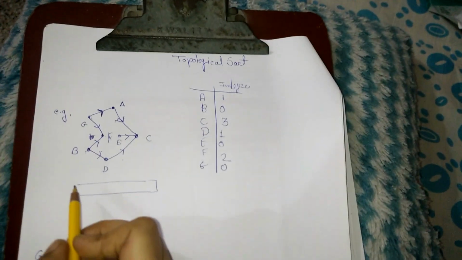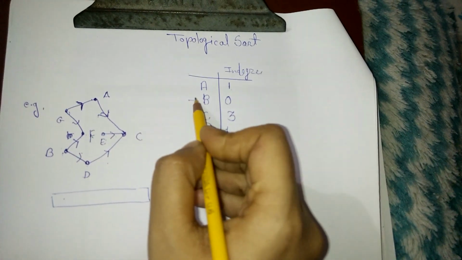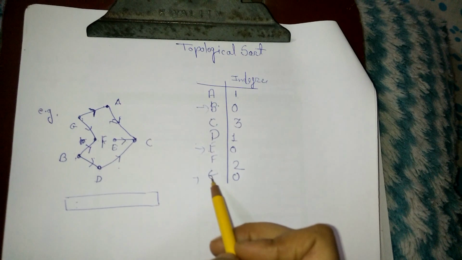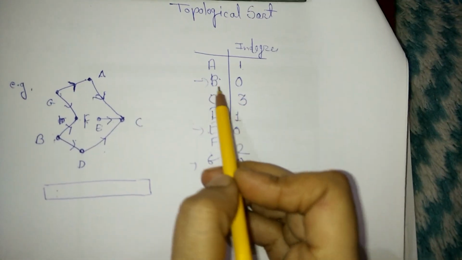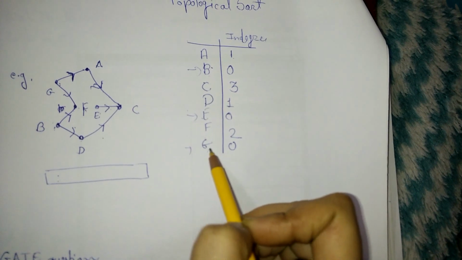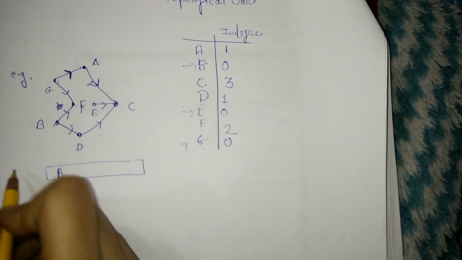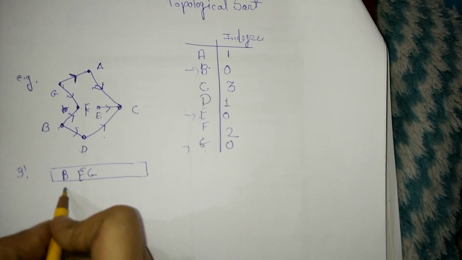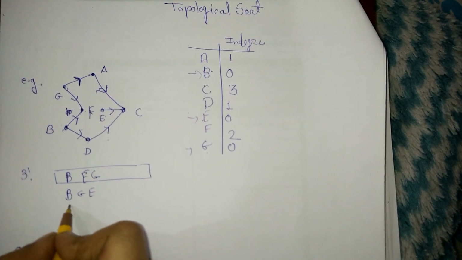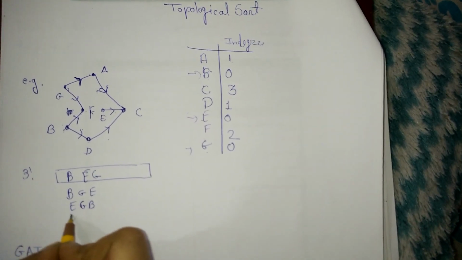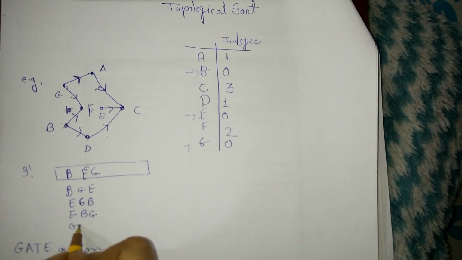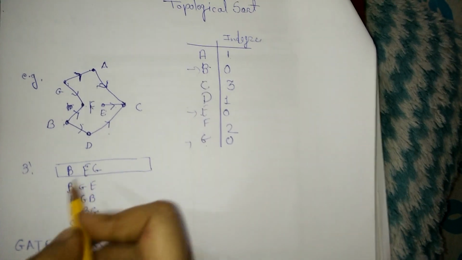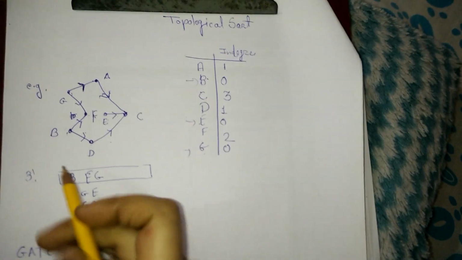Now here first we have to put all the 0 in degree nodes into the queue. Now we can see there are 3 nodes which have in degree 0, that is B, E and G. So here we can put them in 3 factorial ways, because it can be BEG, BGE, EGB, EBG, GBE or GEB. So any of these sequences will be correct.